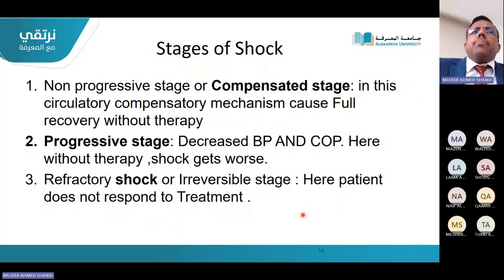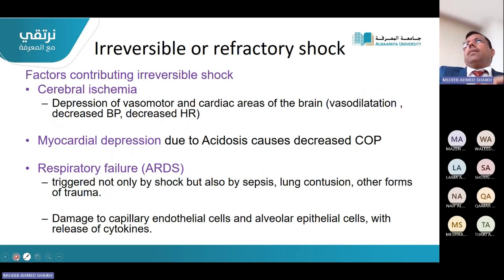So all these things can happen in any department, either it is medicine or surgery or OB/GYN or orthopedics, anywhere. Irreversible refractory stage of shock occurs. Why? Because cerebral ischemia has already happened. If the oxygen supply to the brain is not improved for a long time, then it will start abnormal, or you can say irreversible, changes.